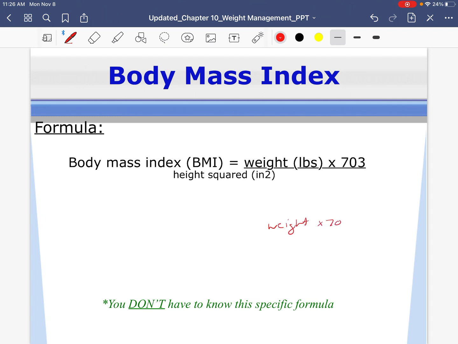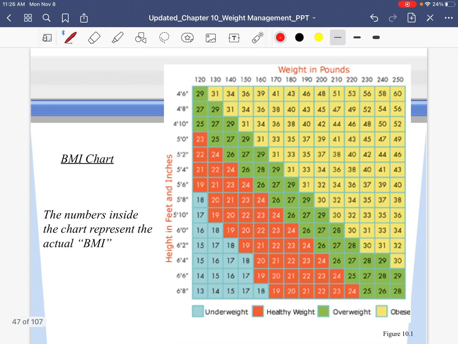So we can calculate BMI through a formula, which is your weight in pounds times 703 divided by your height in inches squared. So we can just do a formula. You don't need to know a specific formula. You just have to know that a formula exists. Or the more common way to measure BMI is a simple chart. And this is going to help us consider what it is. So basically we have height on the y-axis and weight on the x-axis. So it's basically a height and weight chart with numbers in the middle.